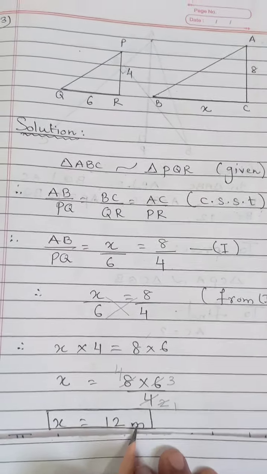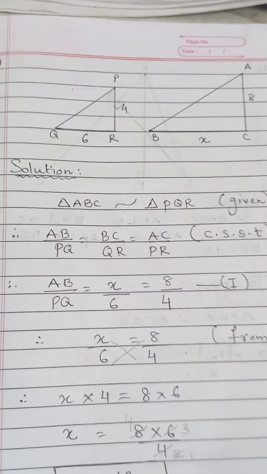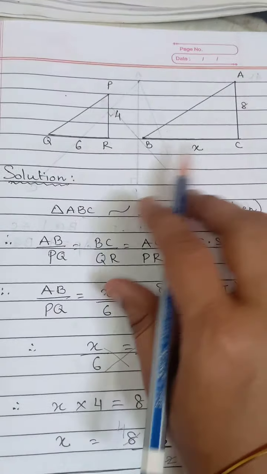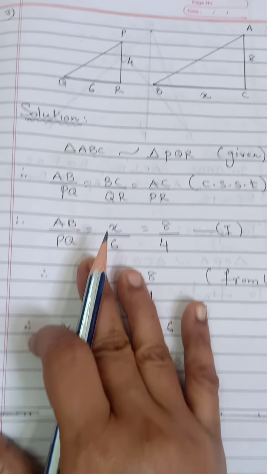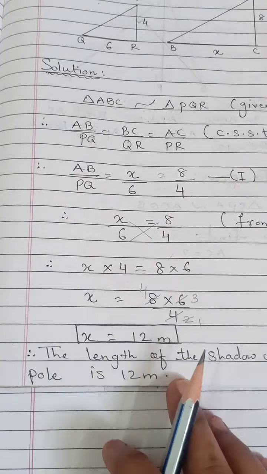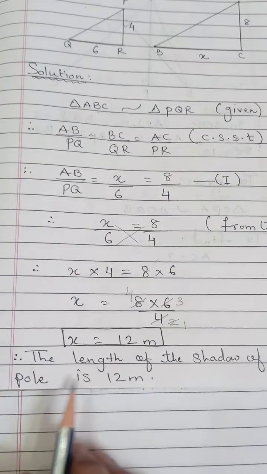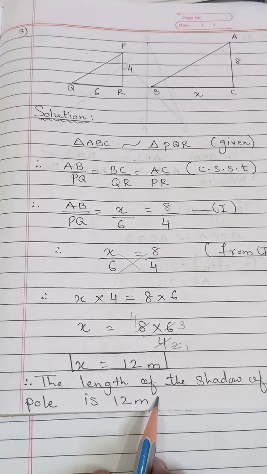And it will be in meters, because all are given in meters if you look at the question. But what is X? X is nothing but the length of the shadow of the bigger pole. So this is a word problem, so obviously we have to write the answer in words. So at last we will write: the length of the shadow of the bigger pole is 12 meters. So like this we have completed our question number 3.